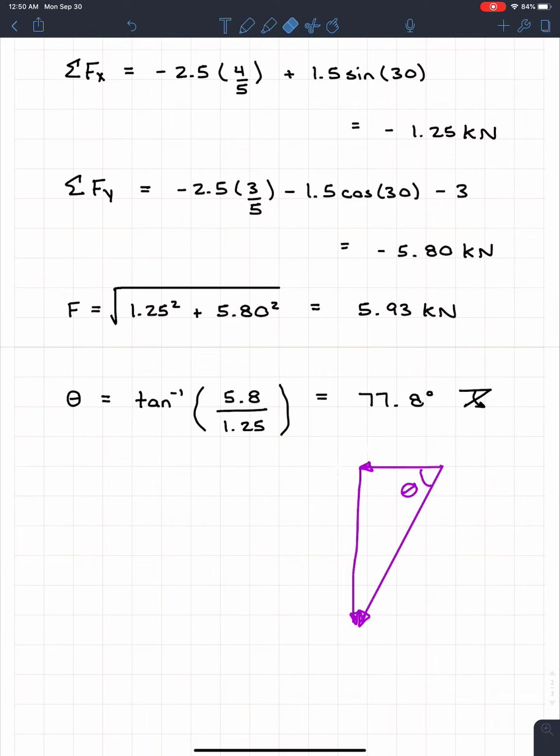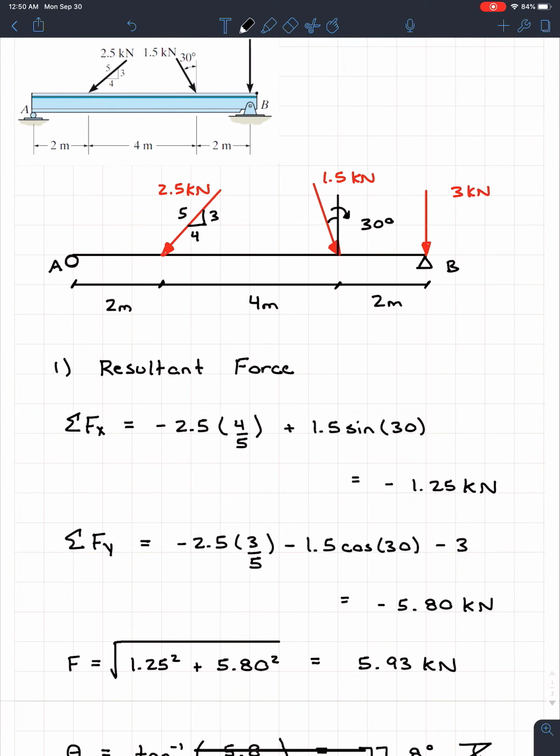All right, I'm just going to erase this real quick so we can move on. So right now, we're done step one. We have our resultant force. But remember, when there are distances involved, forces create moments. So we must account for that moment.